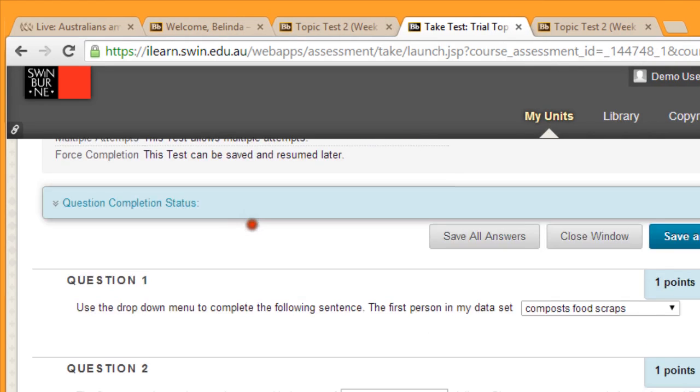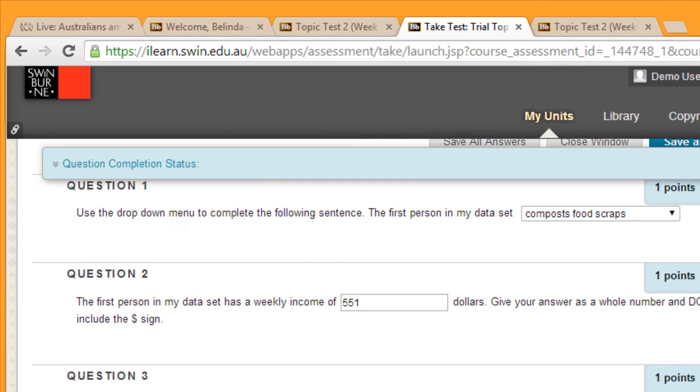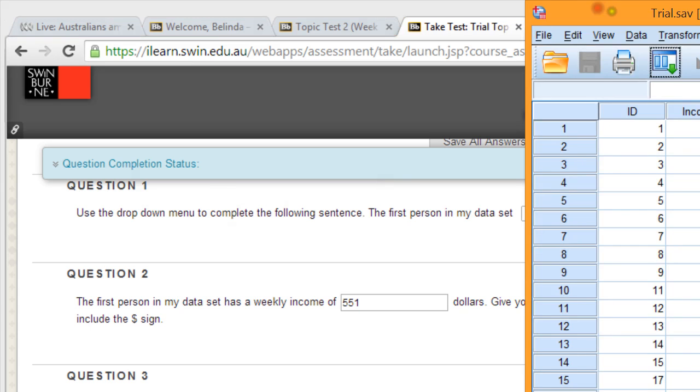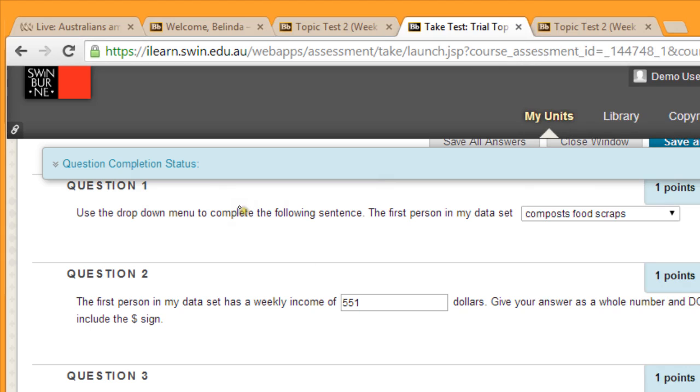Let's scroll down to the next question. The first person in my data set has a weekly income of how much money? It says 551 is already pre-filled because somebody's done this one. But let's have a look for my particular data set. All of you have different data sets. First person in my data set has a weekly income of something dollars. Give your answer as a whole number and do not include the dollar sign. So we need to find our variable that says income. Mine is $551, so I'll leave mine as it is.